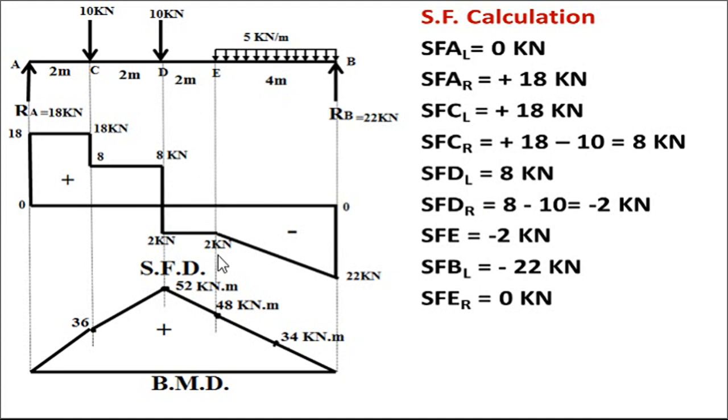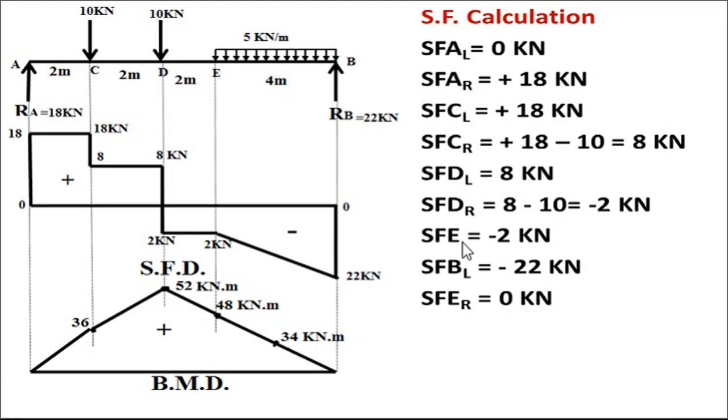Shear force at E will be 2, because here there are no two values, only a single value. Whenever there is a single value, just write shear force at E. Whenever there are two values of shear force, you must write down left and right.